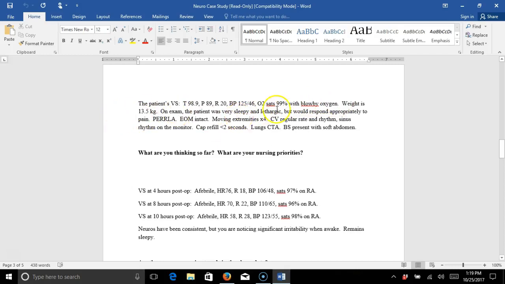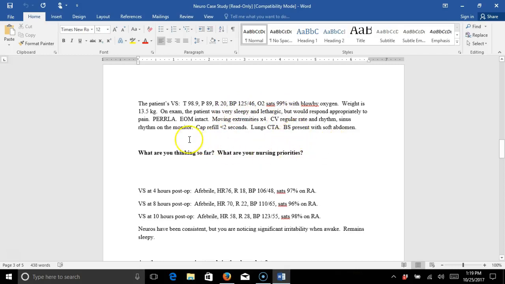He is very sleepy and lethargic, but does rouse appropriately. Pupils are equal and reactive to light and accommodation. His ocular motion is intact. He's got extremity movement times 4. He's got a regular rate and rhythm in his cardiovascular system with sinus rhythm on the monitor. Cap refill is less than 2 seconds, and his lung sounds are clear. So this is fairly stable. The only thing that I maybe say is that blood pressure is a little bit high. Could be from pain. It's hard to tell though if he's very sleepy.